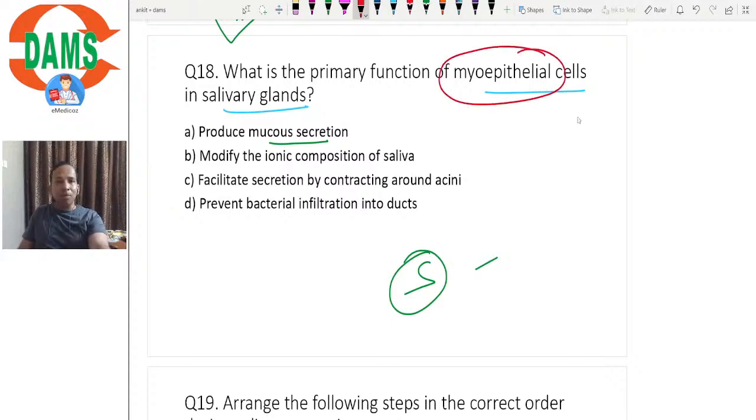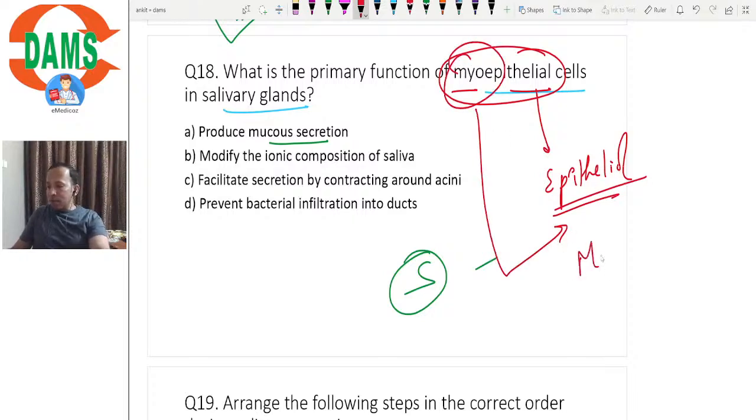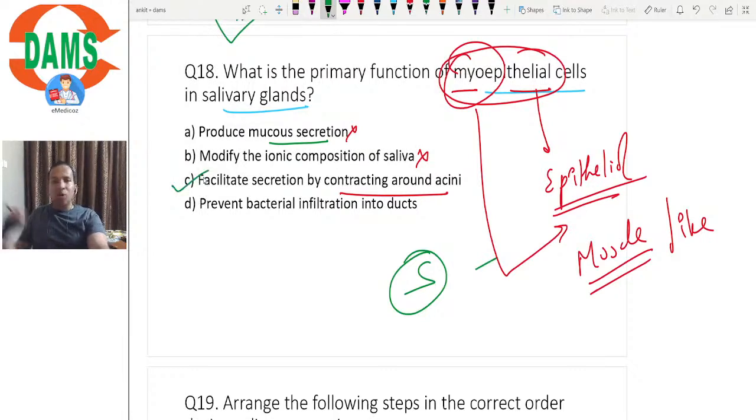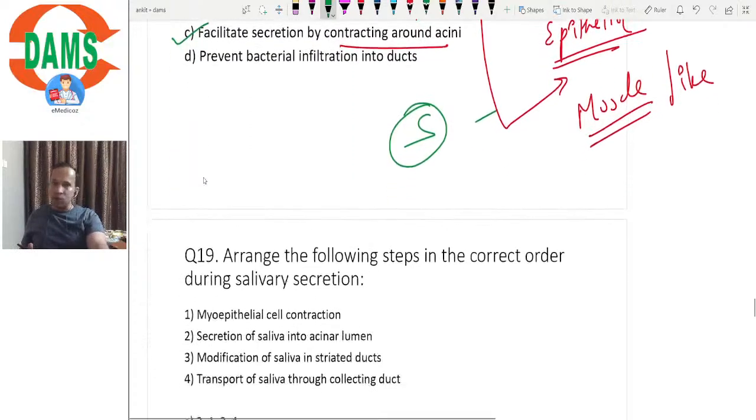Myoepithelial cell का मतलब क्या हुआ? Myoepithelial. So it means it is an epithelial cell, but with a muscle-like property, isn't it? So that means it's a contractile epithelial cell. Simple सी बात है, नाम से पता चल रहा है ना. तो इसमें option क्या हो गया? Produces mucus secretion. नहीं. Modify the ionic composition of saliva, that is done by the striated ducts, isn't it? Option C facilitates secretion by contracting around acini. तो जैसा कि अंशुल और भावना ने बोल ही दिया है, option C is the correct answer. So let's go to the next question.